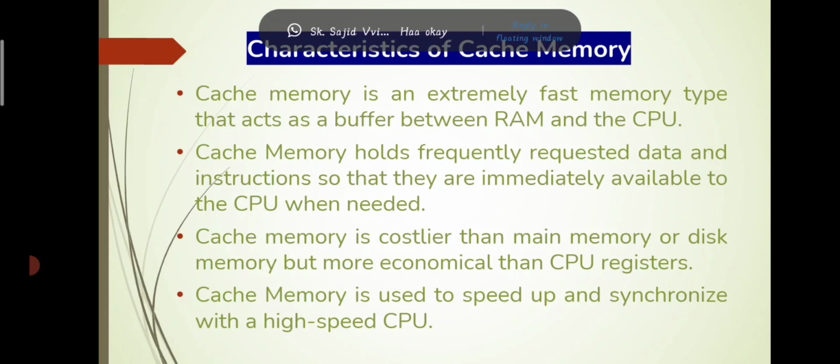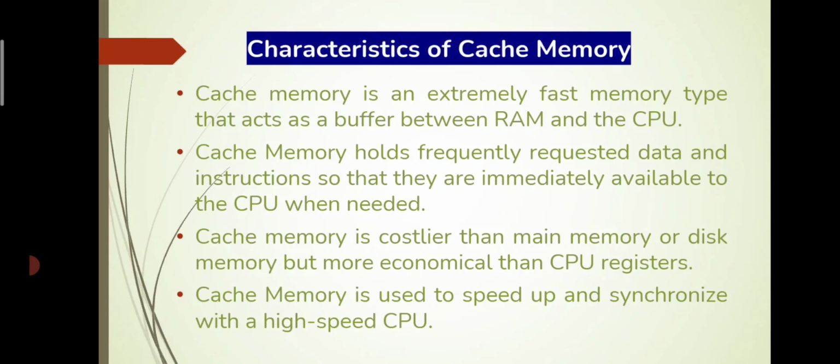Cache memory is an extremely fast memory type that acts as a buffer between RAM and the CPU. Cache memory holds frequently requested data and instructions so that they are immediately available to the CPU when needed. Cache memory is costlier than main memory because as the speed increases, the cost also increases. Cache memory is used to speed up and synchronize with a high-speed CPU. Compared to others, cache can perform faster.